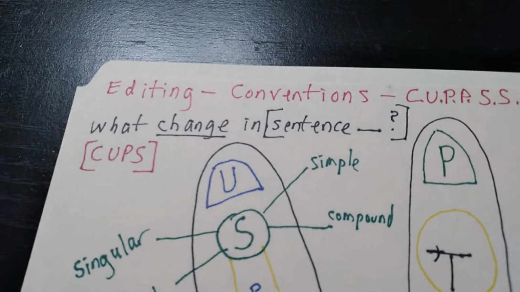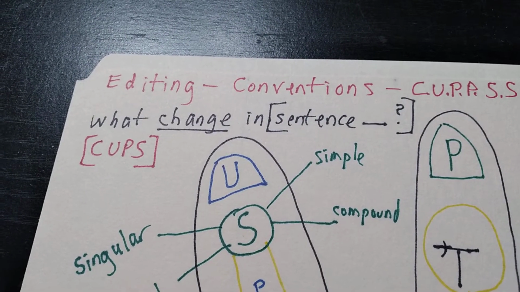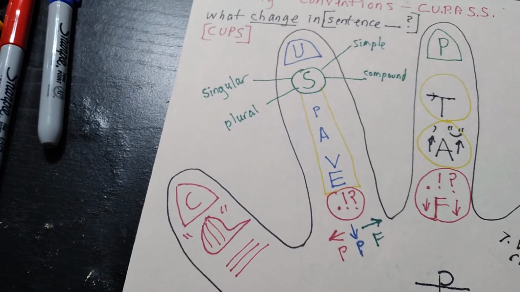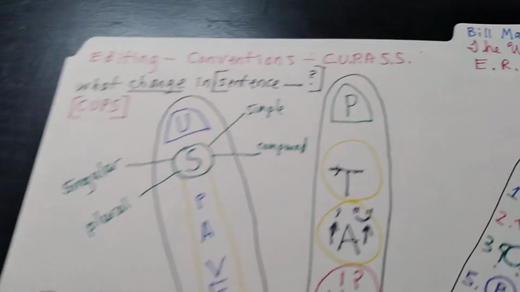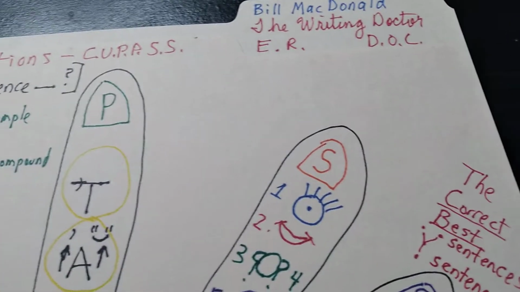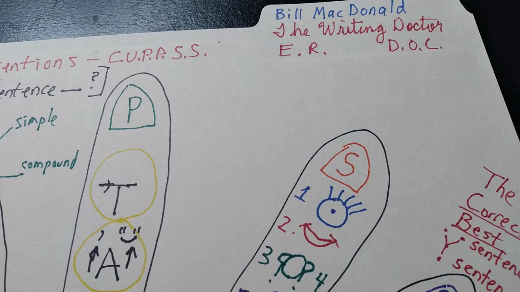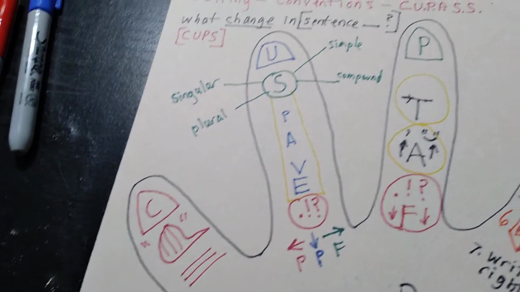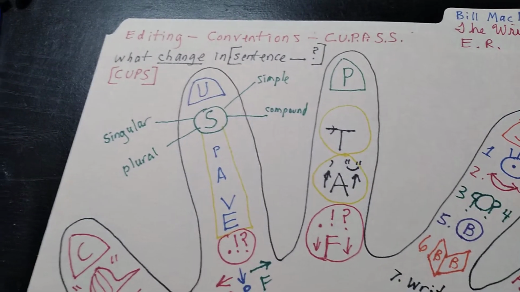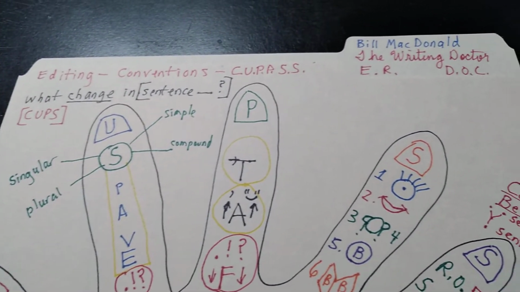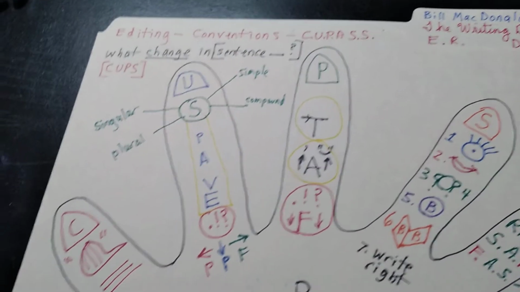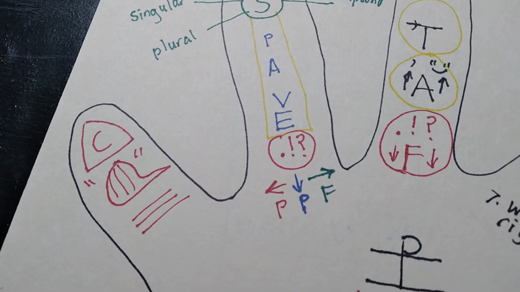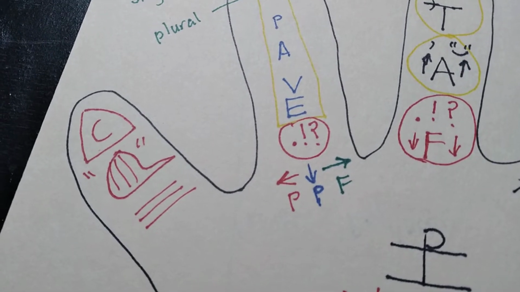So anytime it has change, it's going to be cups. And that's the first 4 fingers, the C, the U, the P, and the S. So let's find out what those are about. So you'll draw your fingernails and you'll write a C-U-P and an S for those first 4 fingers. And the C stands for capitalization. So I drew a little cap.